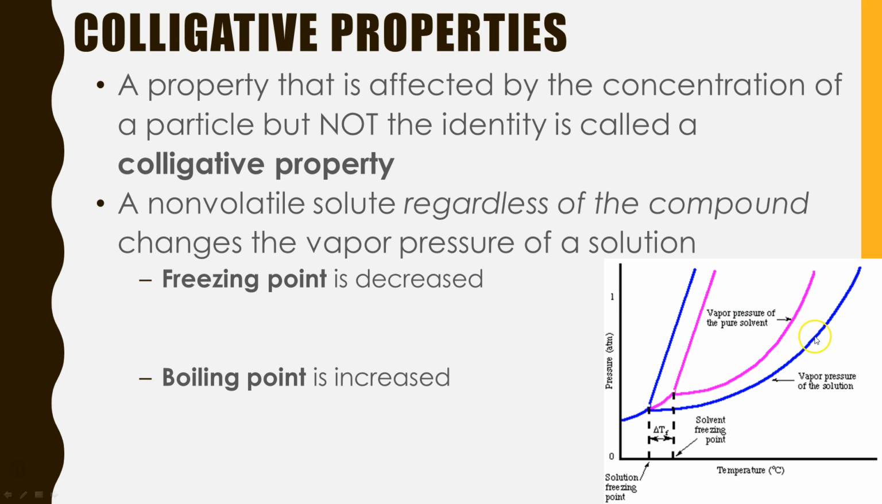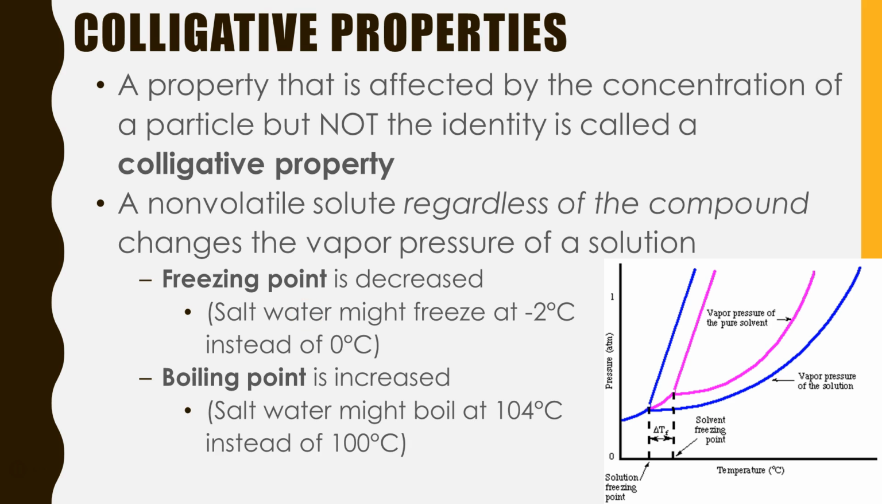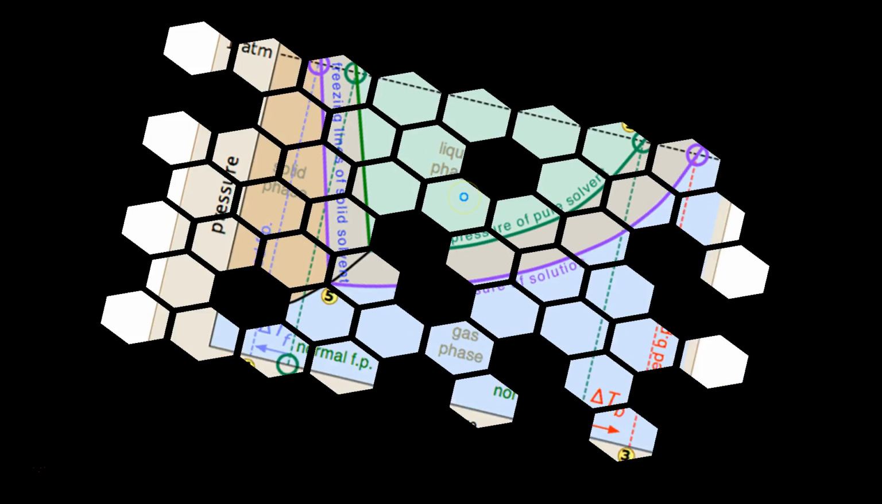Here's my pure solvent. Here it is when I start putting a solute in it. The liquid phase is increased. Salt water might be freezing at -2 degrees Celsius as opposed to 0. Salt water might be boiling at 104 degrees Celsius instead of 100 degrees Celsius for pure water. It's a colligative property because it doesn't matter what you're dissolving in.